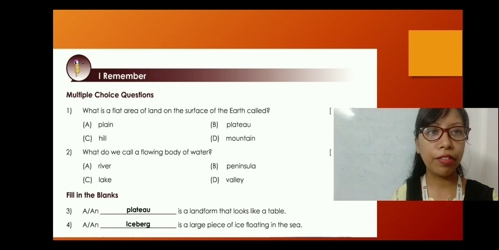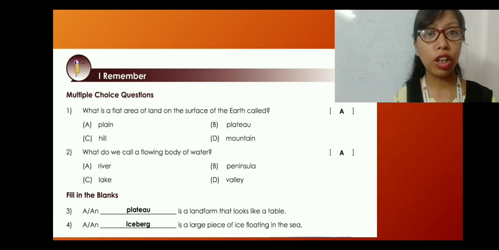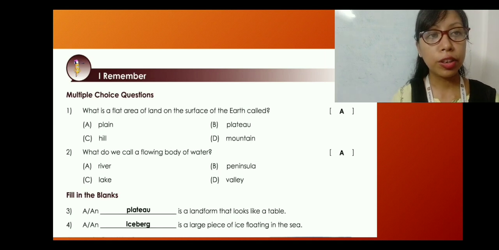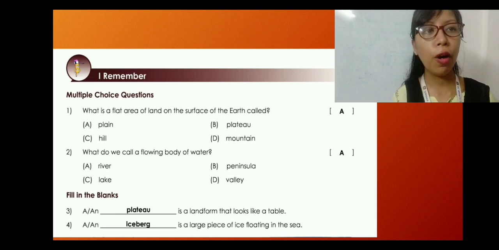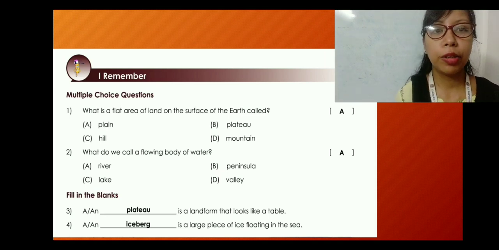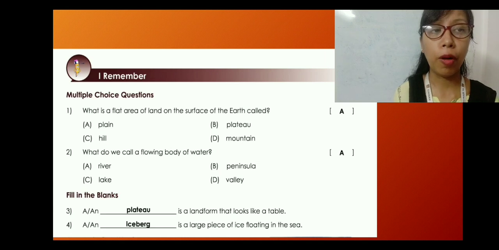So I have already given this as homework to you. So you are going to check the answers now. Multiple choice questions. Number 1 is, what is a flat area of land on the surface of earth called? So a flat area is called a plain, right? Because plain is flat. Plateau is high and raised. Hill is a little bit higher than the surrounding area, and mountain is steeper and higher than the surrounding area. So therefore plain is the answer. Next, number 2 is, what do we call a flowing body of water? River, peninsula, lake, valley. Of course it is the river.